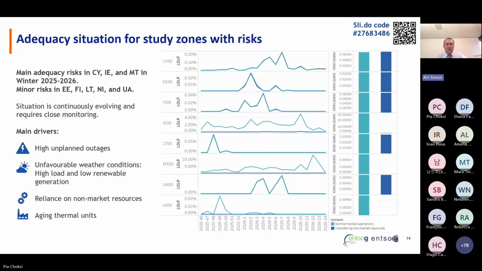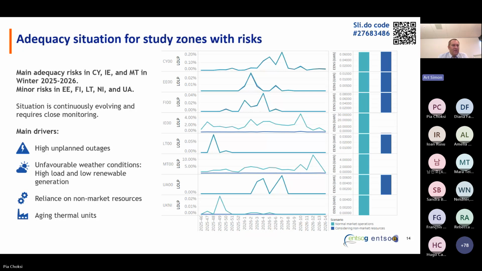For Cyprus, we also can see risks. This is due to no interconnections, and it happens in adverse weather conditions and unplanned outages. For the traces of risks that we observe in Estonia, Finland, Lithuania, and Northern Ireland, there are no non-market resources, or they do not help to mitigate these risks. The case of Northern Ireland is correlated with Ireland in the sense that we do observe some risk, but using the non-market resources can also alleviate or eliminate this risk for Northern Ireland.